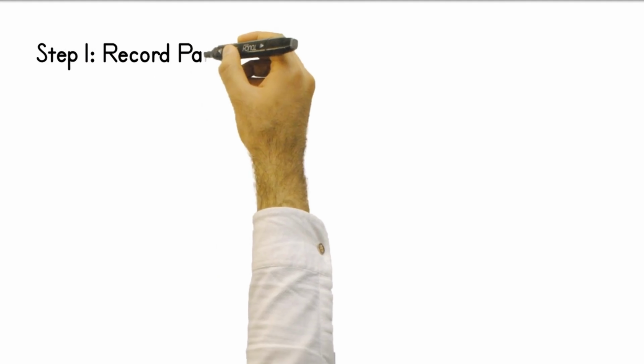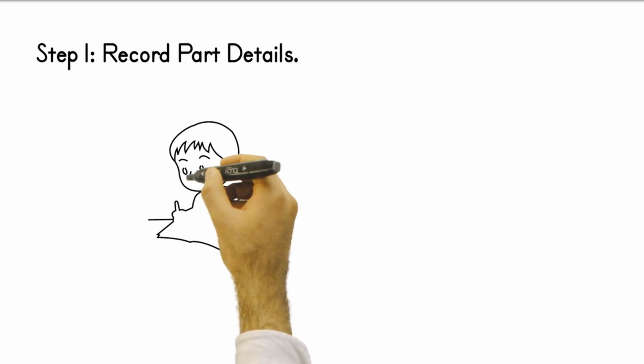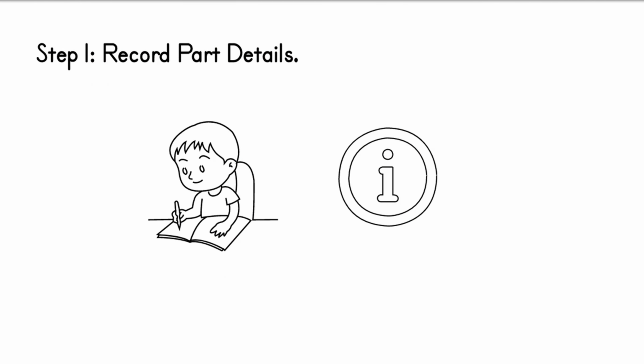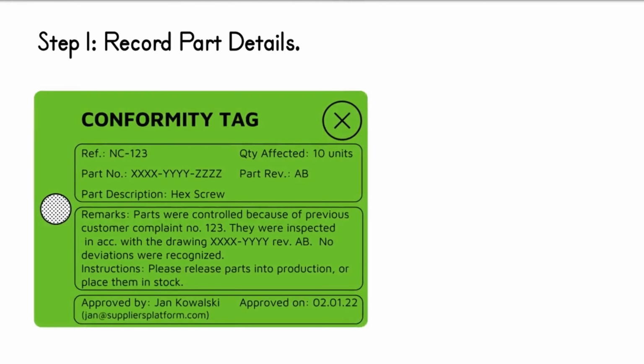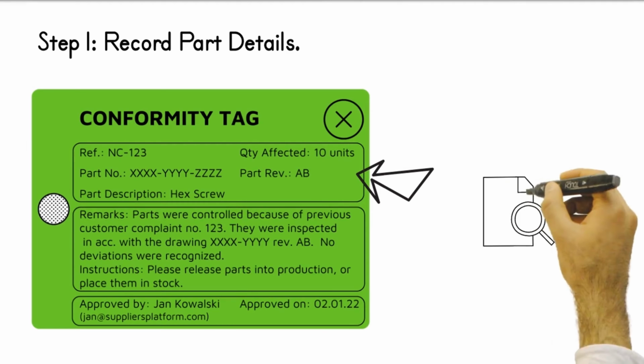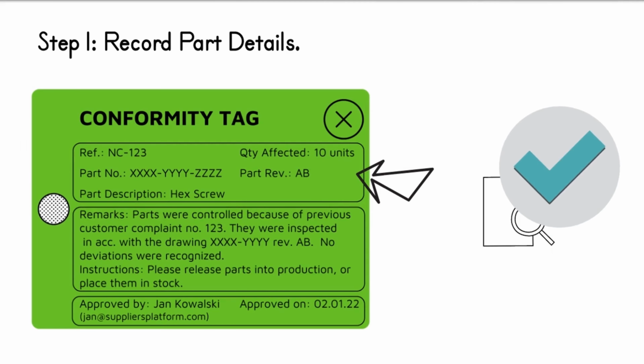Step 1. Record part details. Record all important part information on the conformity tag. This includes reference number, quantity affected, part number, part revision level and part description. This information ensures full traceability and helps identify exactly which parts were inspected.